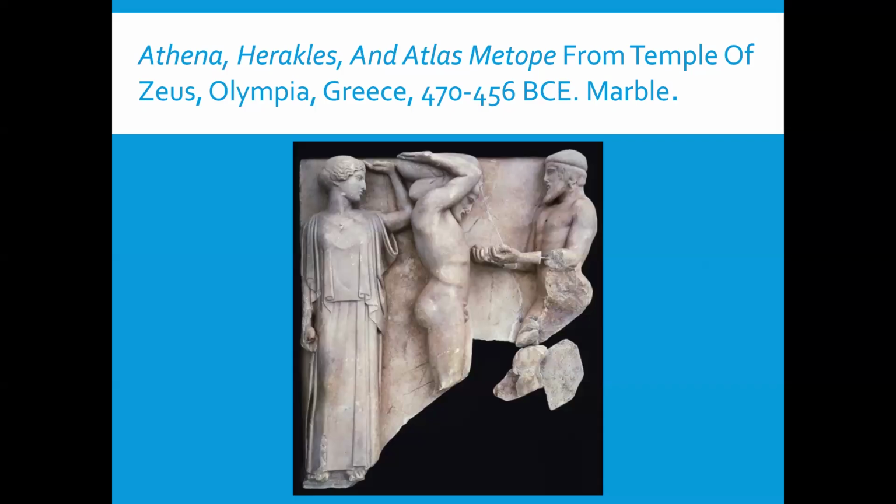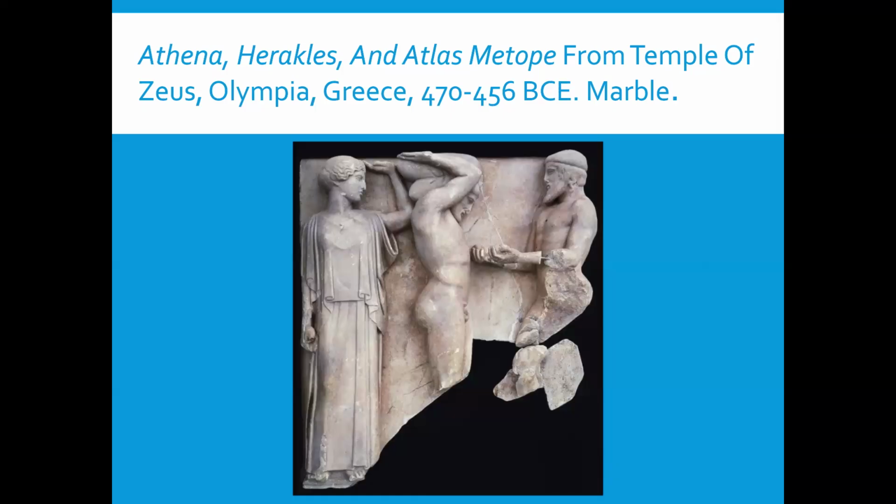Notice that their faces, they're all very stoic, not showing emotion. This is the ultimate ideal for the Greeks, right? Showing emotion is showing weakness. But it's also kind of stiff and severe. So this is called the severe style. And it's quiet and serene.